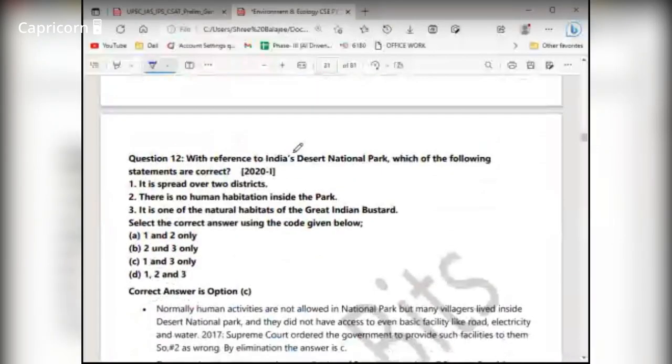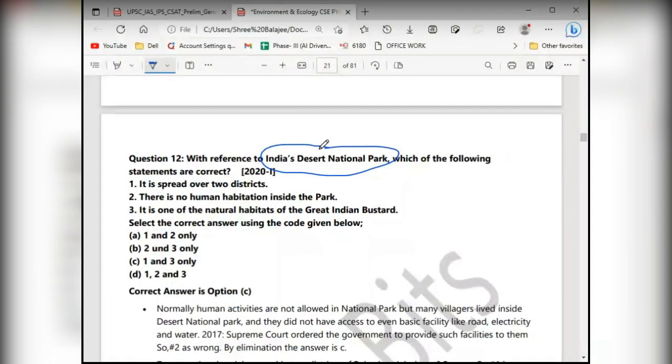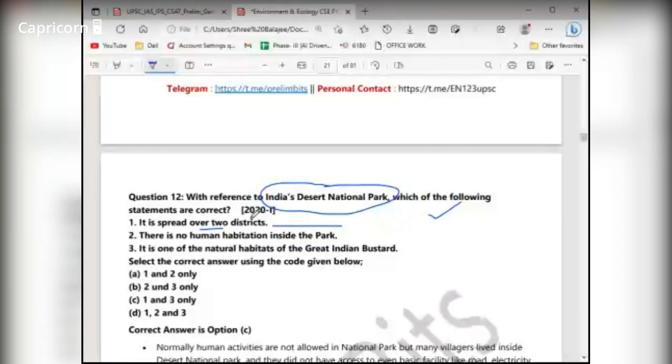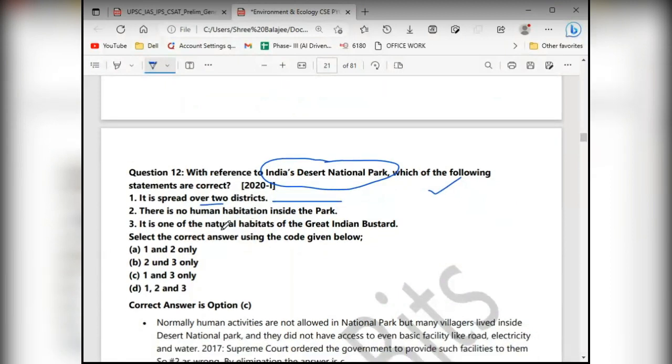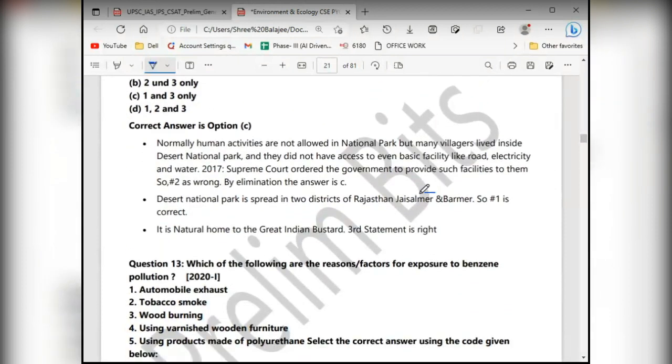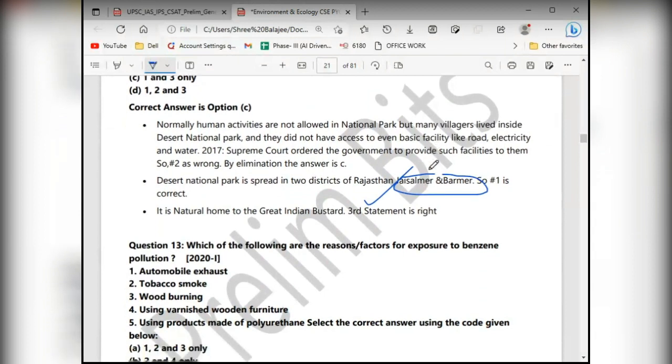Then this question, India's Desert National Park. We have discussed this already. Which are the 2 districts? Barmer and Jaisalmer. This is known for Project Godawan. The GIB is the Great Indian Bustard. And the third statement is already given. We have discussed this already. Jaisalmer, Barmer is provided here. So here you go.